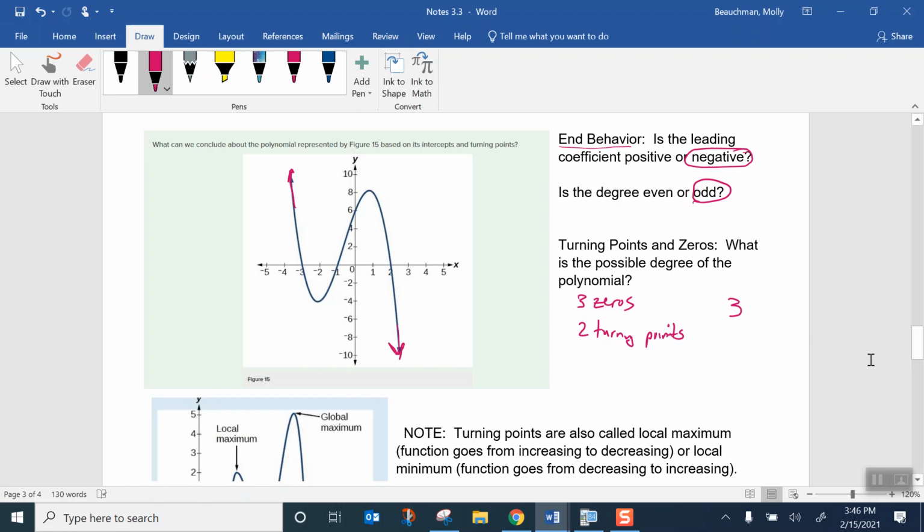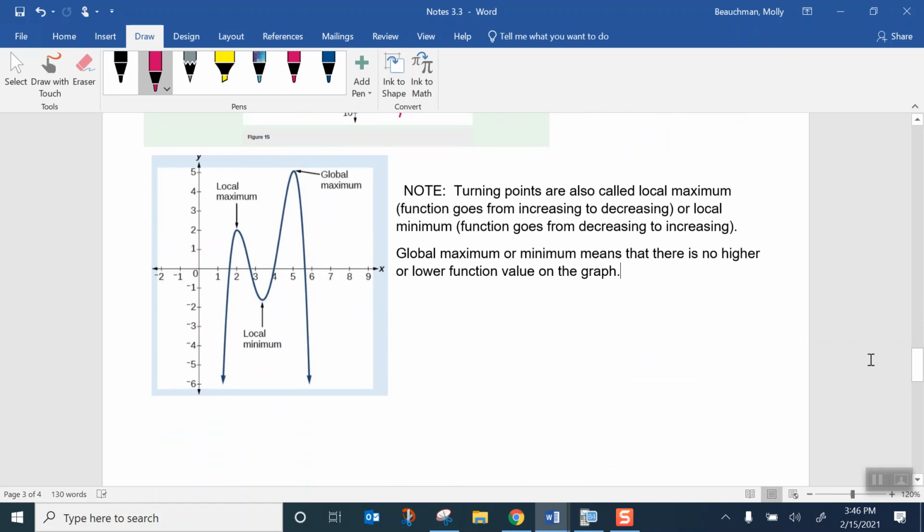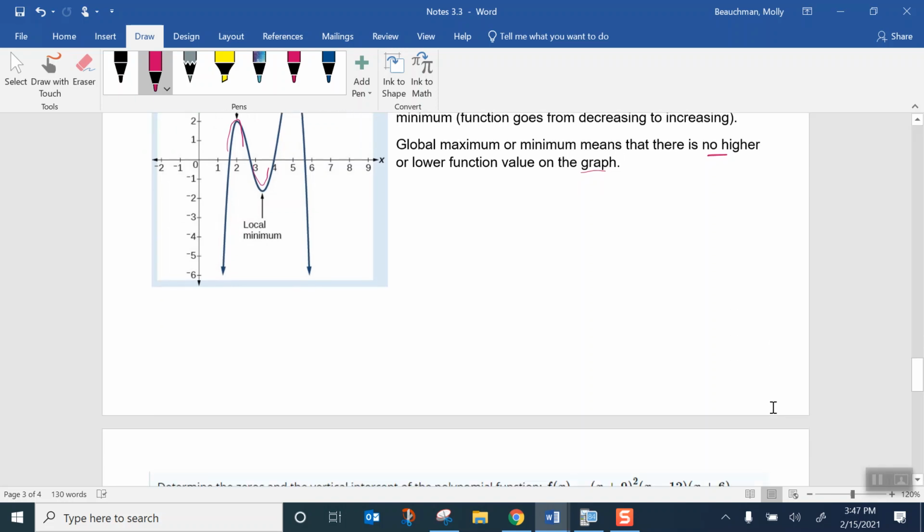So just a note about turning points, they're also called local maximum or local minimum points. As your function goes from increasing to decreasing, that's a local maximum. This graph has 2 of them. The local minimum goes from decreasing to increasing. And a global maximum is where there is no higher function value on the graph. It's like an absolute maximum. There is no other possible higher y value or function value on the graph. So sometimes we'll call it global, sometimes we'll call it absolute.